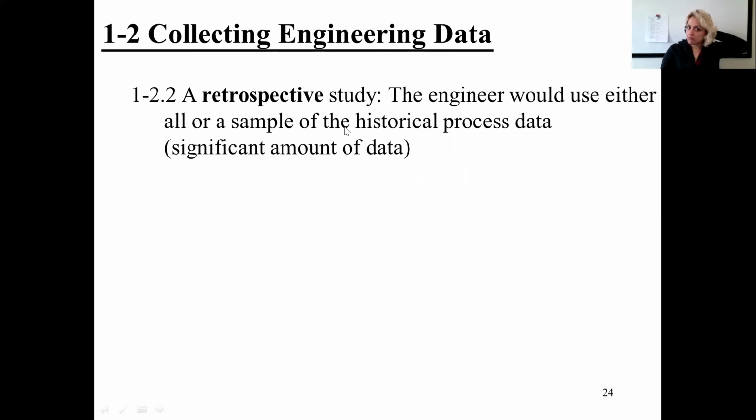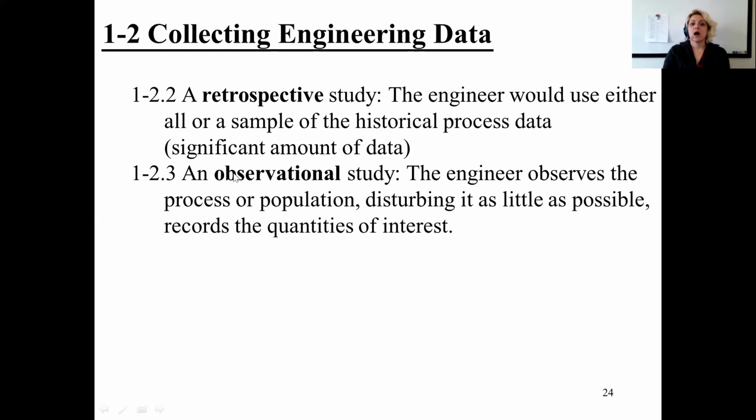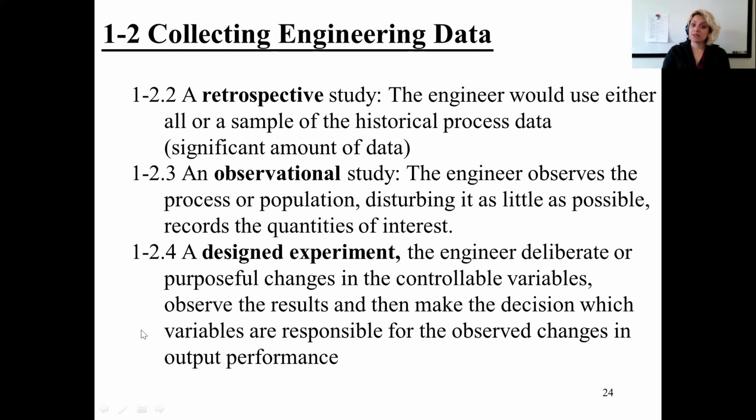So here is the written part of whatever I said in the last few minutes. Retrospective study: the engineer would use either all or a sample of the historical process data. Observational study: the engineer observes the process or population, disturbing it as little as possible. We try not to disturb it because we just want to observe it. Design of experiments: the engineer makes purposeful changes in the controllable variables of the experiment.